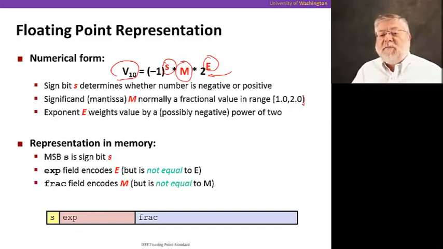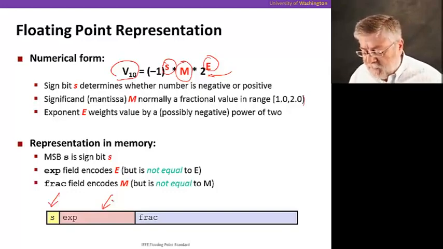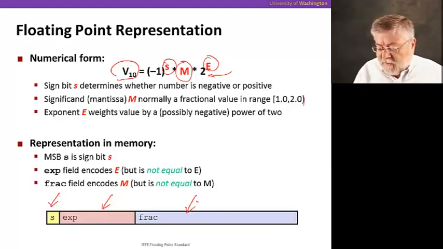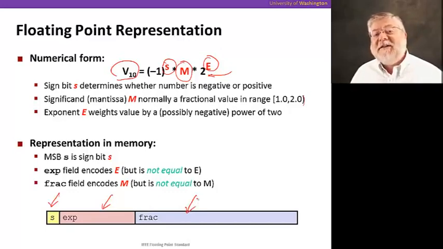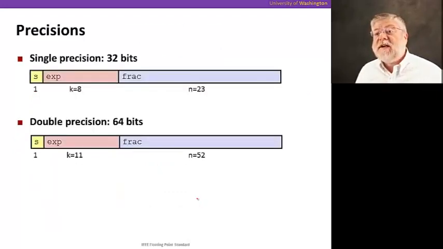So the representation in memory is going to be one bit for the sign, since that's all we need, and some number of bits for the exponent. We're going to have a field called EXP for that. It encodes the value of E, but it is not exactly E. We'll see what I mean by that in a bit. And then a fractional field that encodes the mantissa, but again is not exactly equal to the mantissa, and we'll see what the difference is in just a sec. So let's get to that.